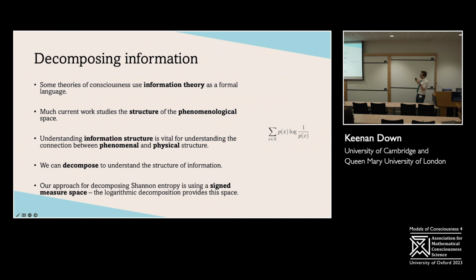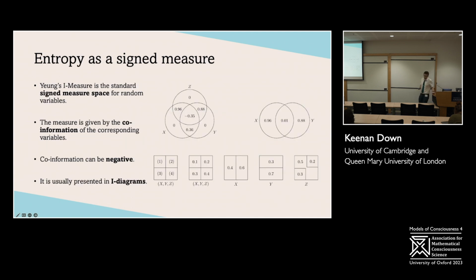And one way of thinking about structure is by breaking it down. In the same way that we might study molecules by breaking them down into atoms and then putting them back together again in different shapes, we hopefully get a new perspective on how different systems can have different constituent pieces of information. So as I say, our approach is going to be using this thing called a signed measure space, and this logarithmic decomposition essentially provides this signed measure space. So a signed measure, so entropy in the Shannon sense, which is more or less what we're going to be dealing with for the rest of this.